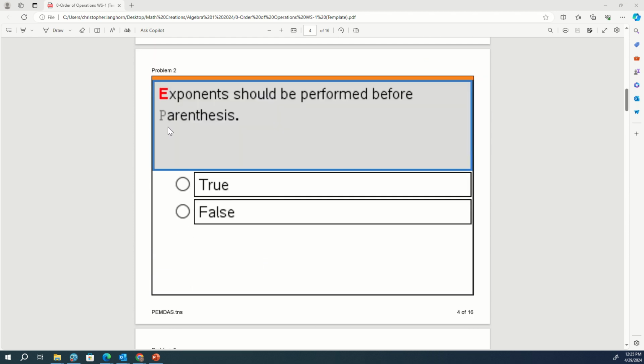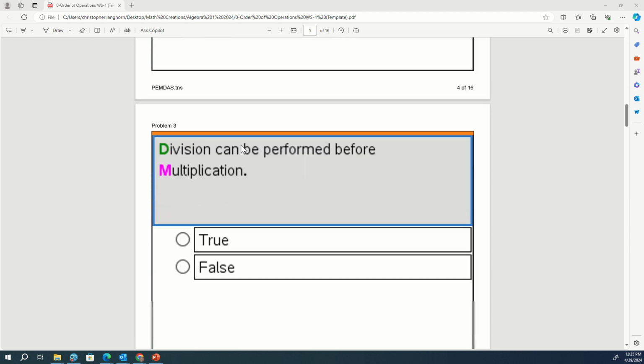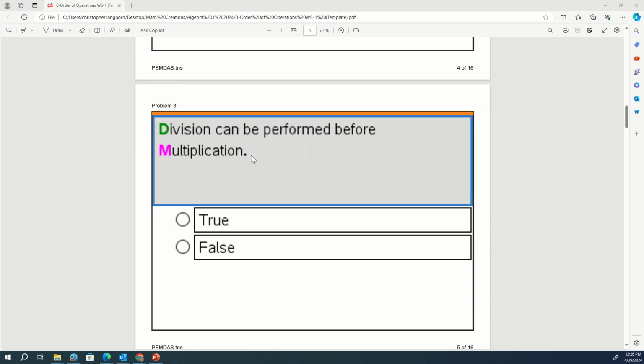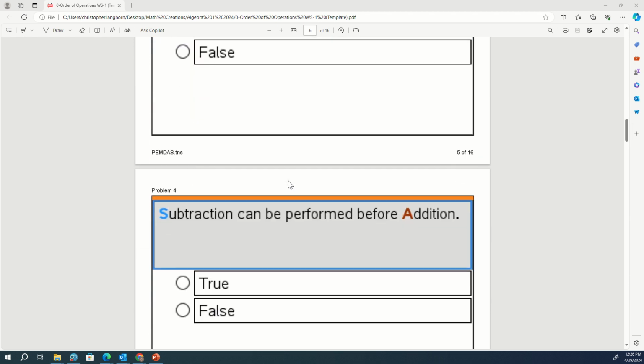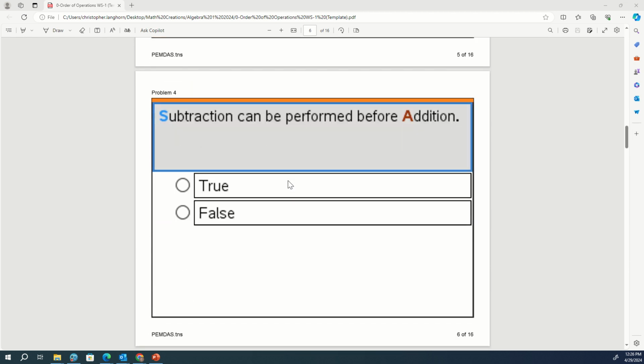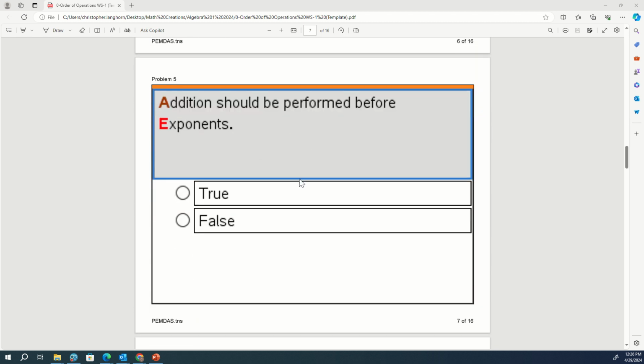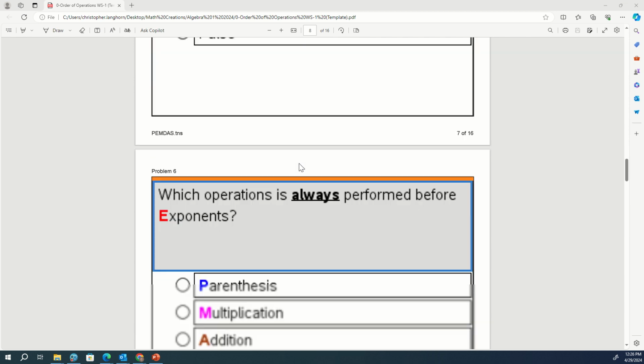So here, using the examples, exponents should be performed before parentheses, and that's false. Division can be performed before multiplication, that is true. Subtraction can be performed before addition, that's also true. Addition should be performed before exponents, definitely not.